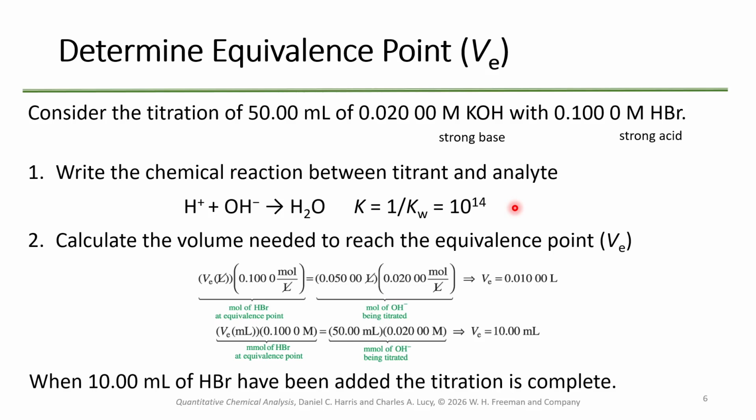Okay, so we calculate the volume needed to reach the equivalence point, and the VE would actually be 0.01 liters. We use that with the HBr concentration, and we get here that we would end up using 10 milliliters of that HBr. So when 10 milliliters of HBr has been added, the titration would be complete. Okay. Everybody understands why that's 10 milliliters instead of it being 50 or something? Because that's 0.2, right? So it's a fifth, the concentration. Yeah.